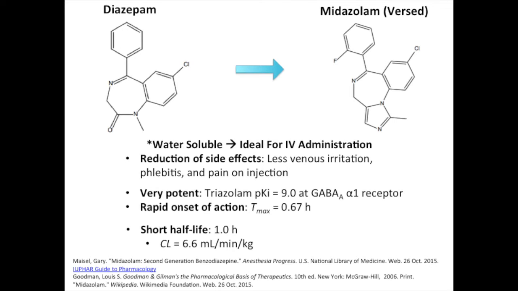Midazolam is also more potent than diazepam. The pKi of triazolam, a benzodiazepine that is extremely similar to midazolam, is 9.0 at the GABA alpha receptor, while it is only 7.8 with diazepam. Midazolam has a rapid onset of action, reaching peak concentration levels 0.67 hours after administration, a high clearance rate at 6.6 milliliters per minute per kilogram, and a half-life of 1 hour, making it the ideal drug for when short-term effects are desired.